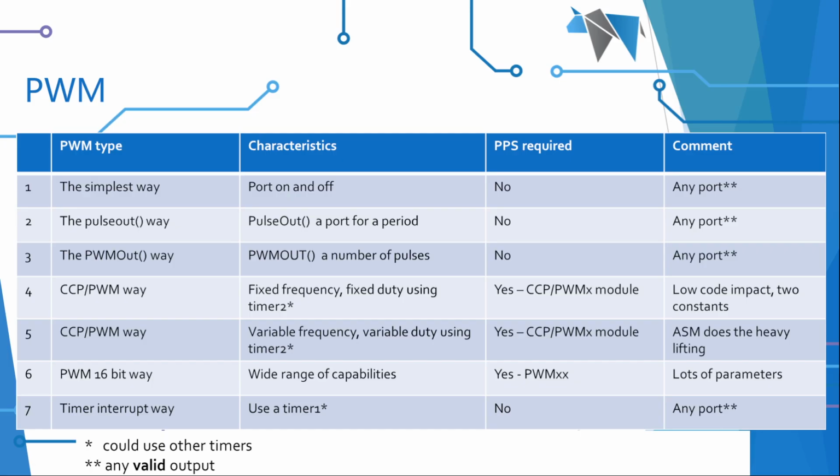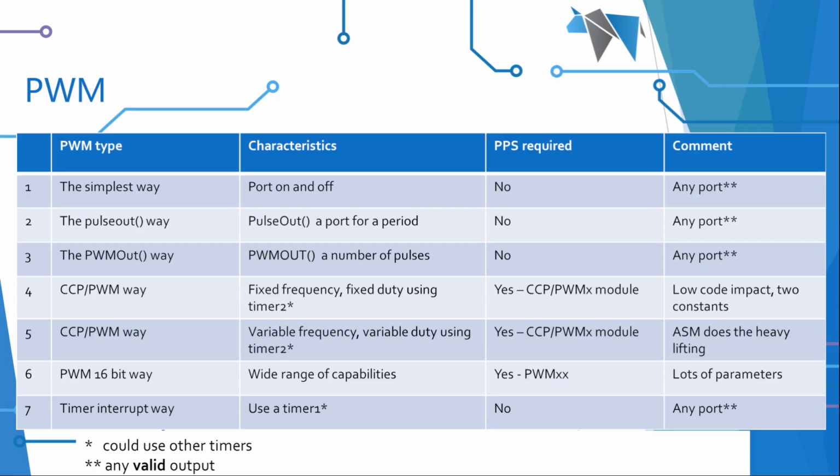So I've got 7 ways I'm going to show you. The simplest way is just to turn a port on and off. You can do that on any port, and this table lays out the different methods. The second way that you could do it is actually just pulse out on a port. Any port, doesn't matter. Third way is a thing that's called PWMOut. There are some cases where you need to send out a number of pulses, and we've written a macro that just does that for you.